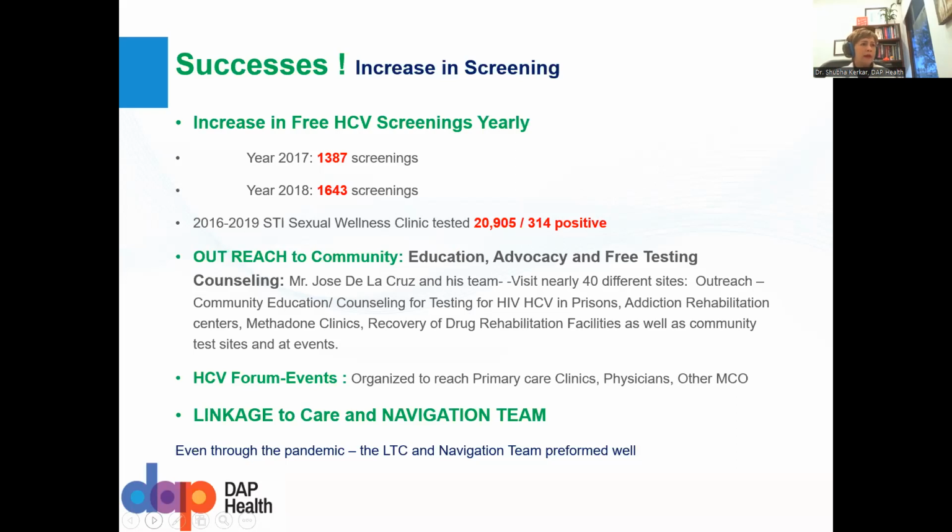But getting your attention to the sexual wellness clinic, they tested over 20,000 individuals and found 314 positive for hepatitis C, suggesting that even in the risk groups, unless you tested 66 times, you would not find the one that's positive. So that is the challenge, even in asymptomatic individuals, where if you need to find all the 4,000 suspected or estimated individuals with Hep C, escalating testing was extremely important.